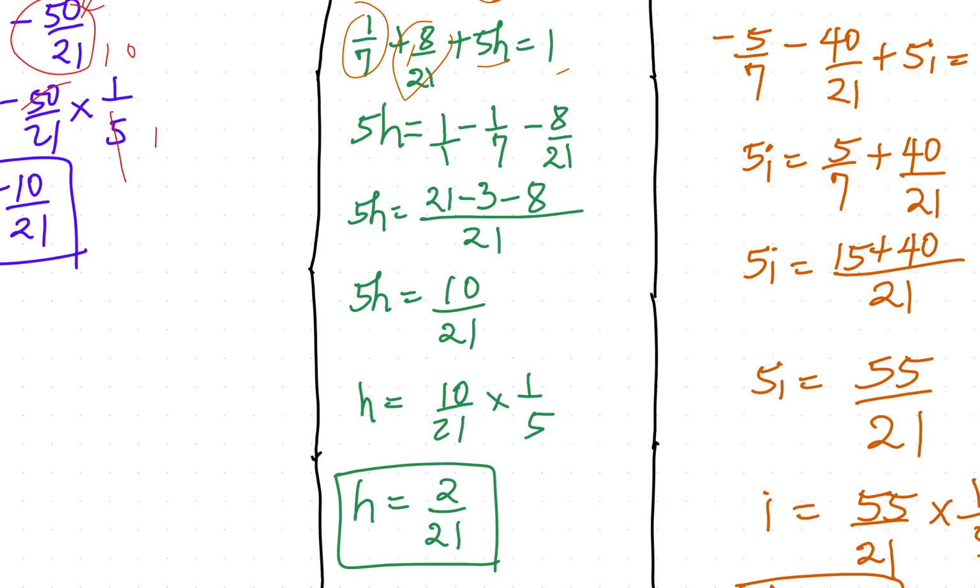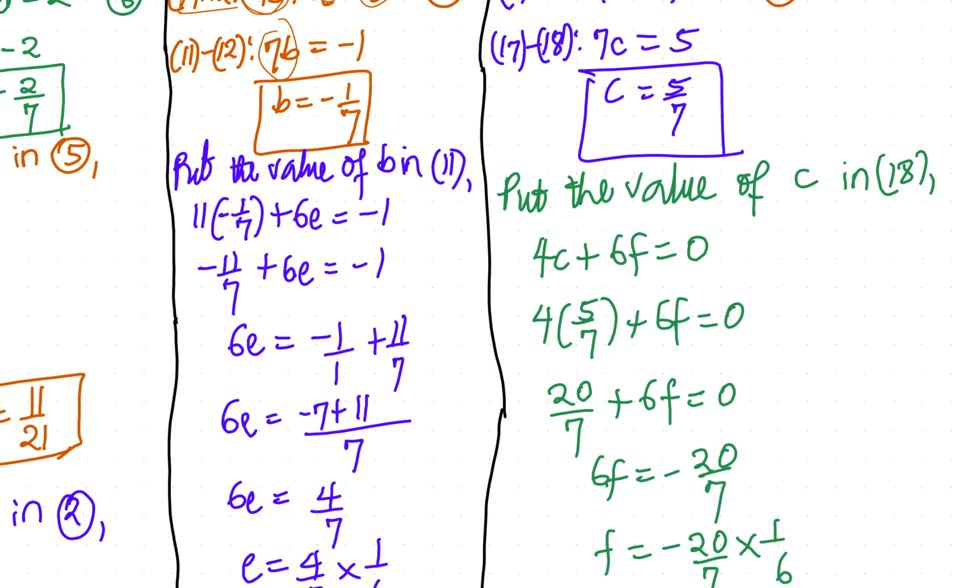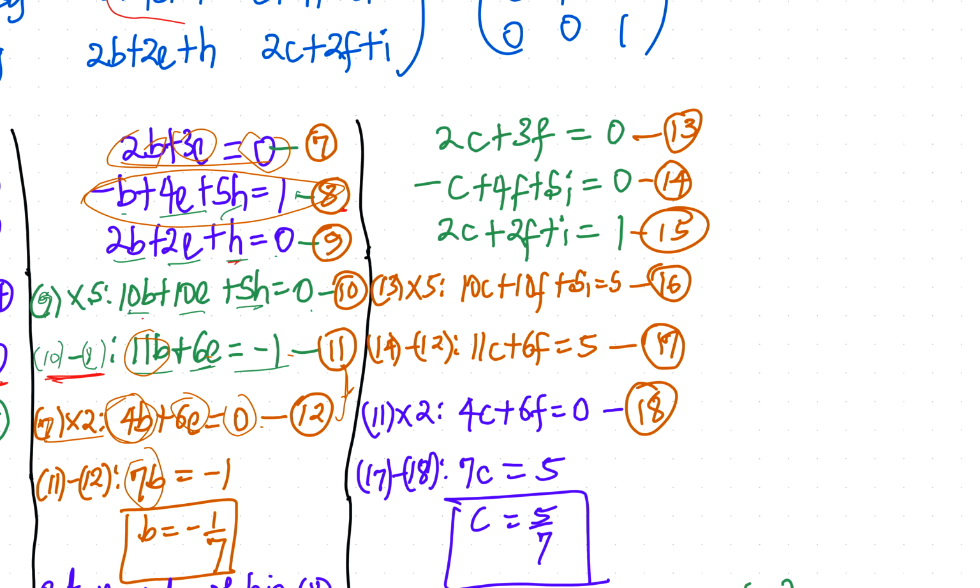Then we have to divide both sides by 5. So that's why we have 10 over 21 times 1 over 5. And the answer is 5 here 1, 5 here 2. So h is 2 over 21. So we have got b, e, and h. We have to now look for c, f, and i. Same process.